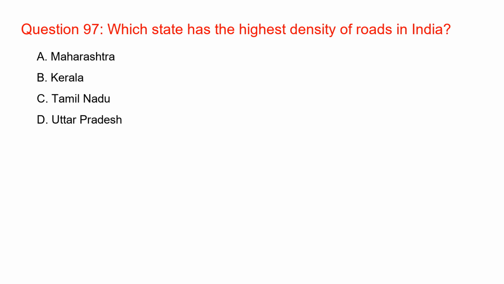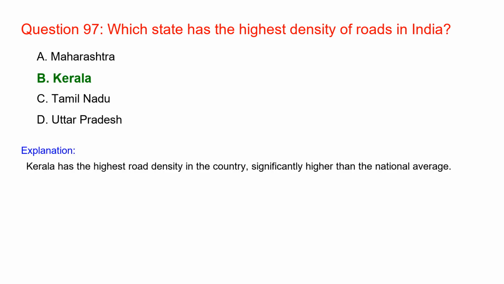Which state has the highest density of roads in India? Kerala. Kerala has the highest road density in the country, significantly higher than the national average.